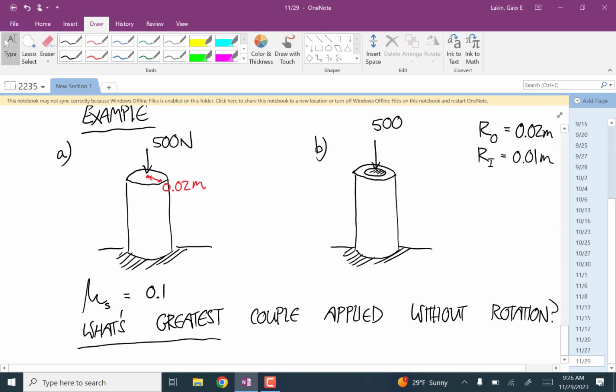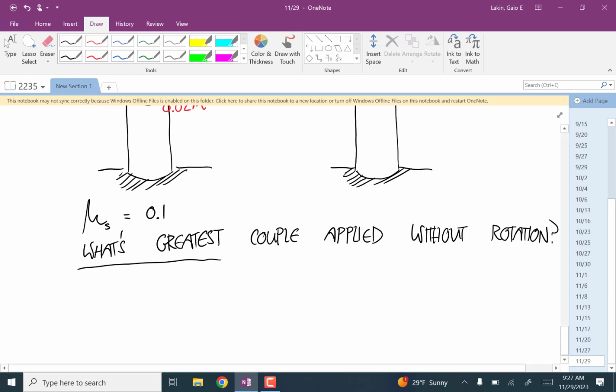Anybody have any intuition about which of these is going to be higher? The solid? You would tend to sort of think the solid, but I think it's actually going to be the hollow one, because the normal force taken up by that infinitesimal ring is going to be a bigger fraction of the total normal force. Are you with me on that? So we'll see, though.